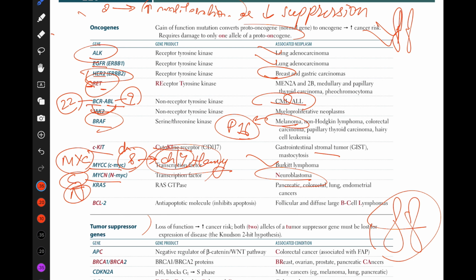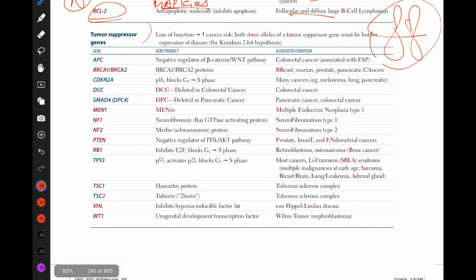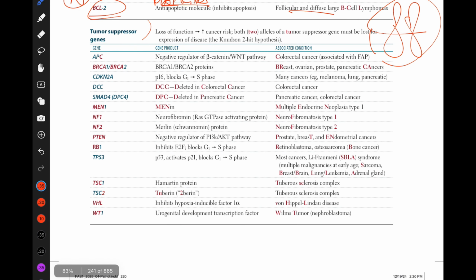And the RAS, a GTPase, activates the MAP kinase, and most commonly we are getting colorectal cancer, colon cancer. And BCL2 is for follicular and diffuse B-cell lymphoma. Okay? These are all oncogenes that are so important. You have to memorize all these genes; it is so important from the exam point of view.